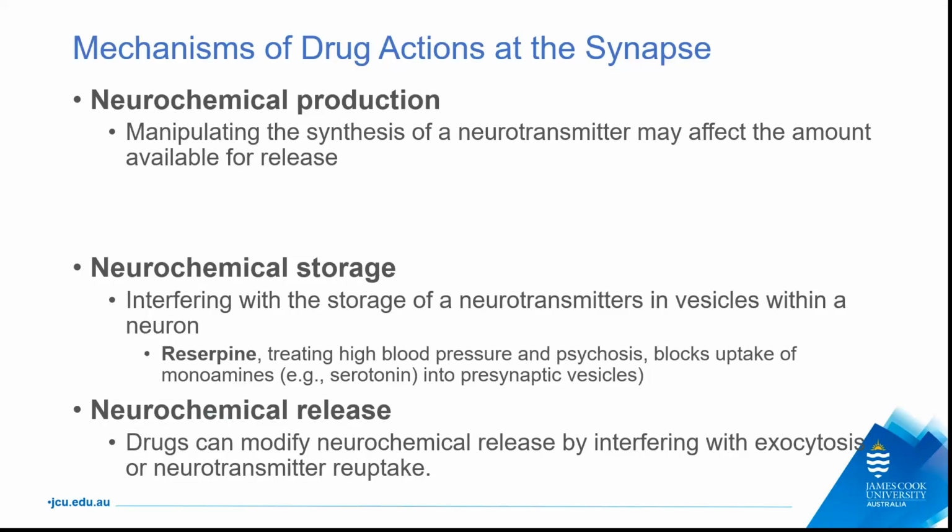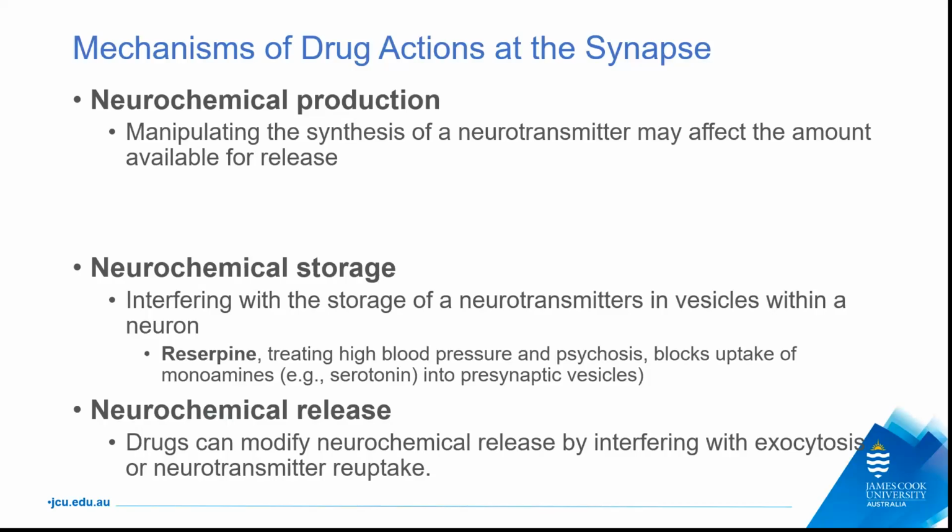So do drugs interfere with the storage of these neurotransmitters within a vesicle? We do have such a drug, it's called reserpine, right? It's used for treating high blood pressure. It blocks such monoamines, right? It blocks serotonin, for instance, from going into the presynaptic vesicles. So basically, you don't really have a lot of serotonin in your vesicles. That's not very good. Yeah? But then again, that really regulates your high blood pressure.